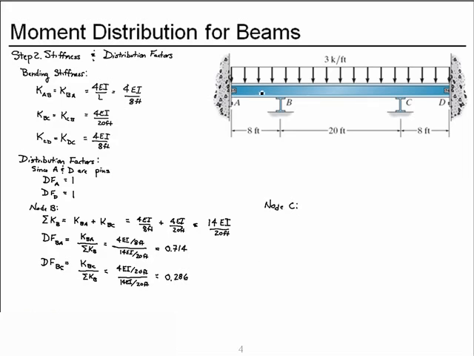And then for node C, as we look, E and I is the same for every piece. CD is the same length as AB. So from symmetry, we could do the calculations out longhand, or we can take advantage of seeing that the distribution factor going into member BC is going to be 0.286, and most of the unbalanced moment at node C when it's released will go into member CD, 0.714.